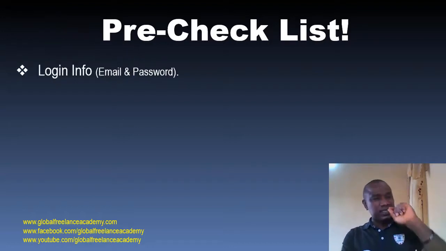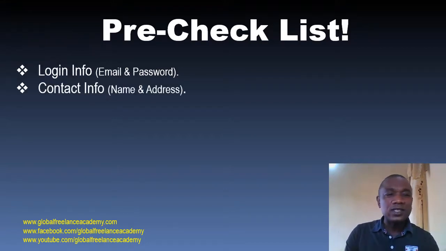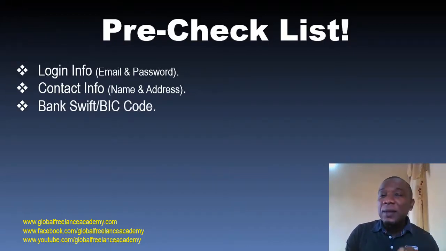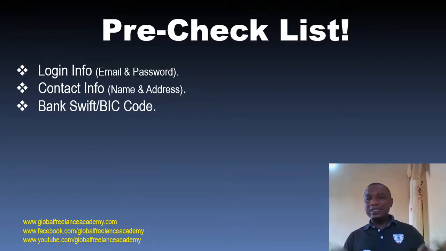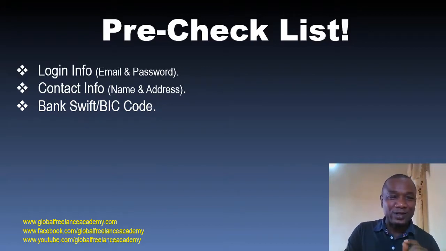Number one, you need your login info, in other words, your email and your password. The second is your contact info, that is your name and your address. You also need your bank Swift, or what you call the BIC code.